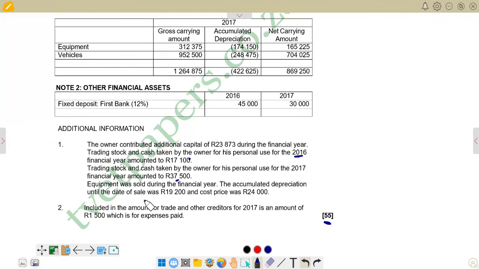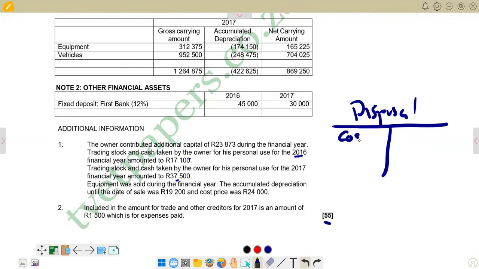So if you come here on the additional information, you'd see that we are told that equipment was sold during the financial year. The accumulated depreciation until the date of sale was 19,200 and cost price was 24,000. We are not told how much it was sold for, so we have to calculate. Remember, when you open a disposal account, we are supposed to put the cost of the non-current asset that has been disposed on the debit side, and then the accumulated depreciation comes on the credit side, and then the cash paid will come on the credit side.